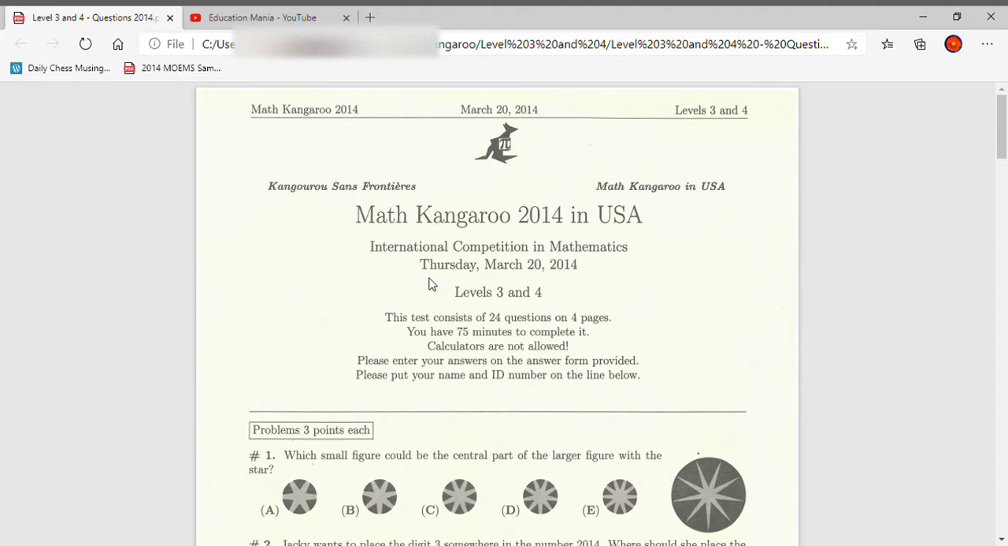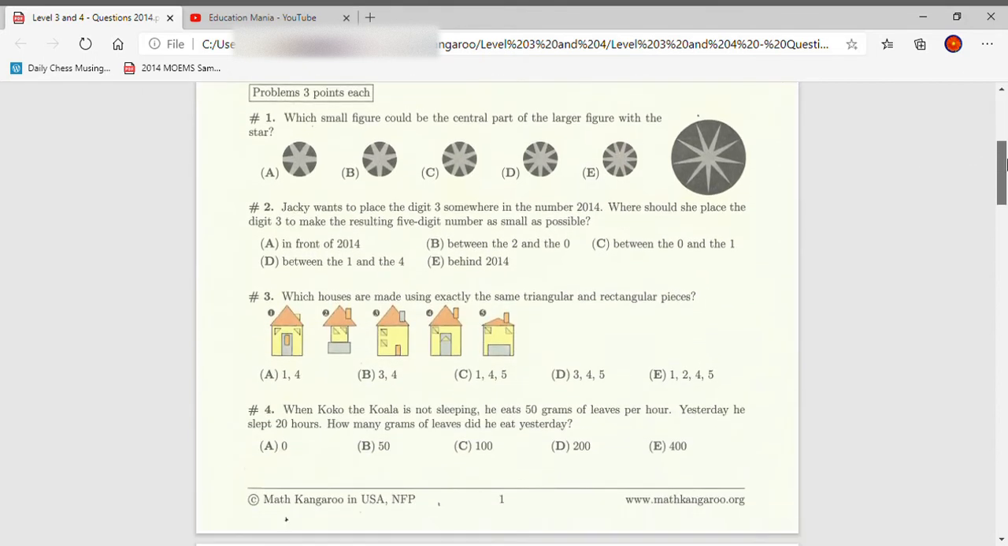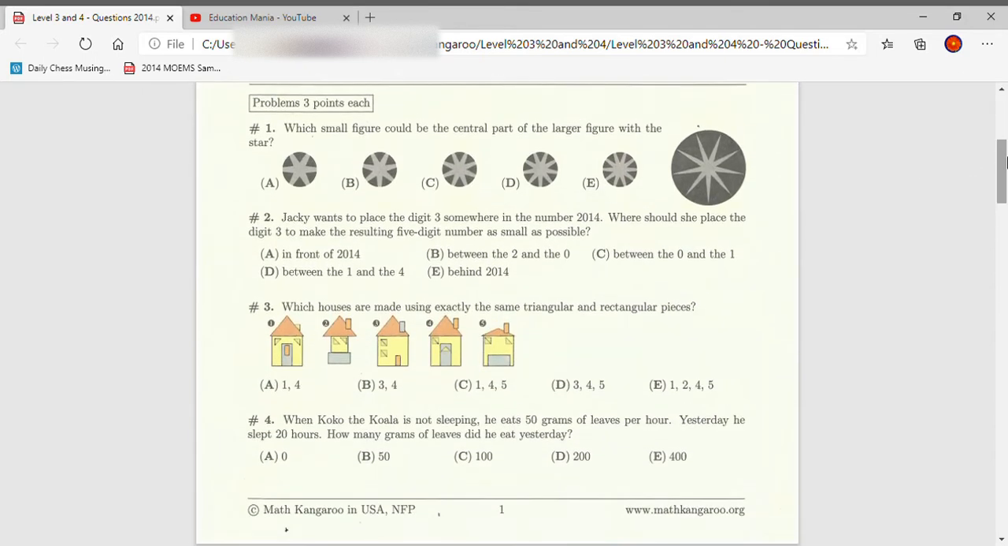For this video, I will be going over the Math Kangaroo 2014 in the USA 3-point problems for levels 3 and 4. So, let's get started with number 1. Which small figure could be the central part of the larger figure with the star?